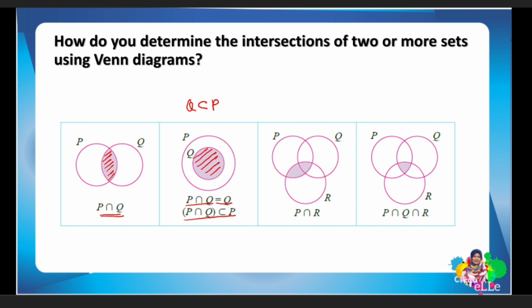Now look at another situation. You have more than two sets. Here you have set P, set Q, and set R. This area represents P intersection R. Where is P intersection Q? P intersection Q is this area. This one is P intersection Q.